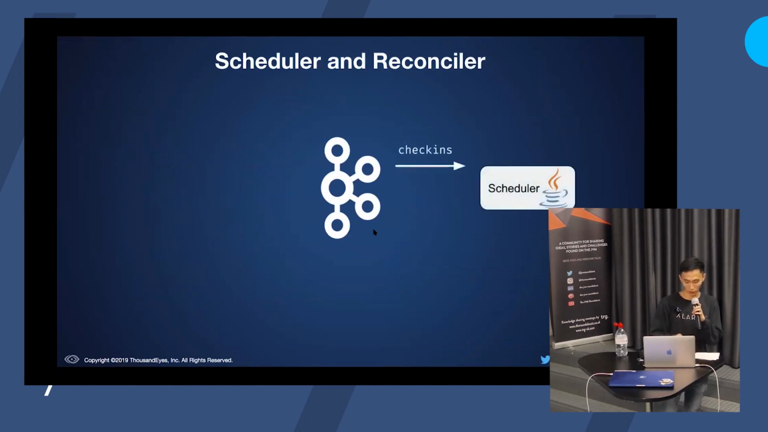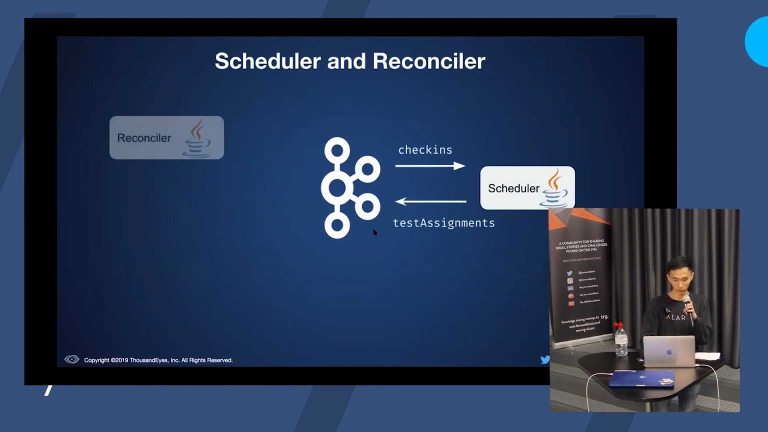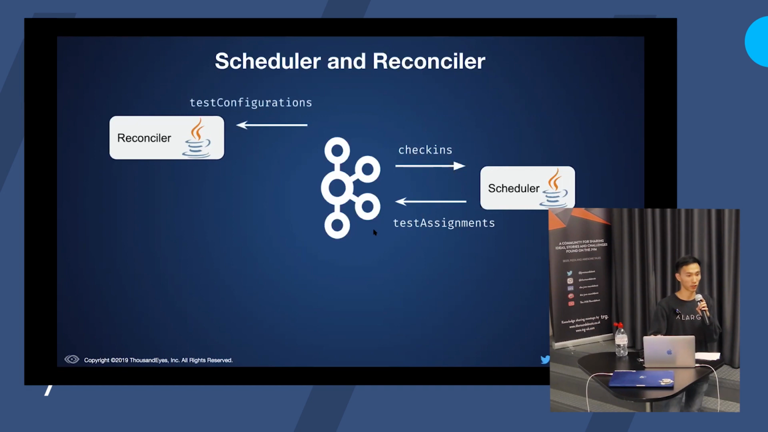We still have the scheduler, which is listening to check-ins, and it publishes test assignments back to Kafka. We have the reconciler, which keeps a cache of the active check-ins. And when it hears about a test configuration change, it publishes these active check-ins back to Kafka again so that the scheduler can listen to it. And once the scheduler sees some check-ins, it will generate new test assignments that are relevant for this agent.